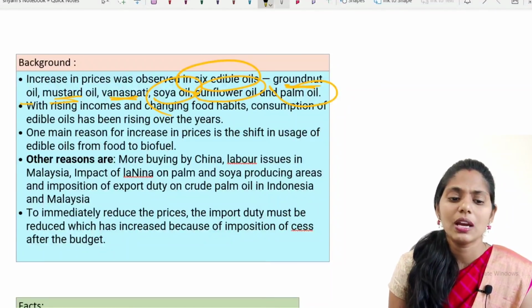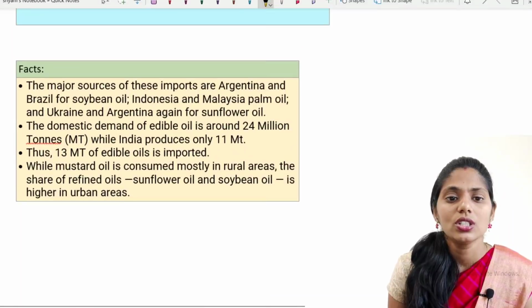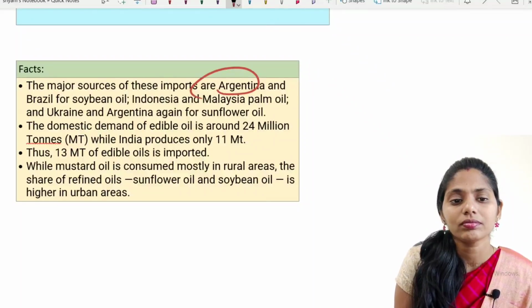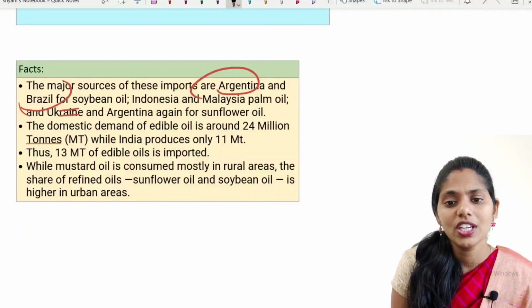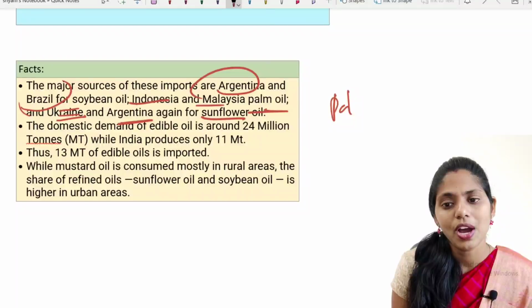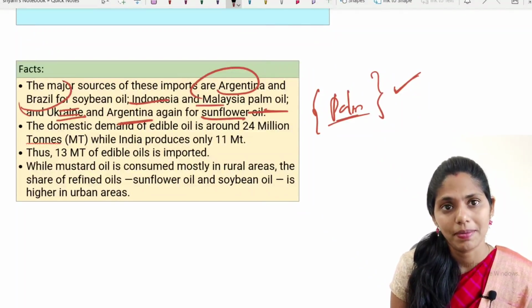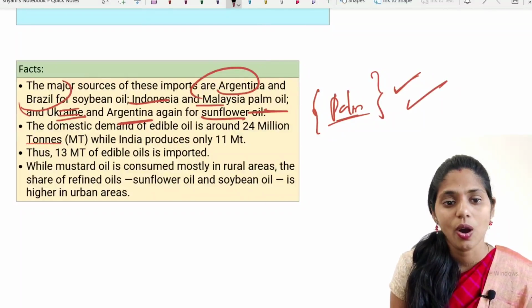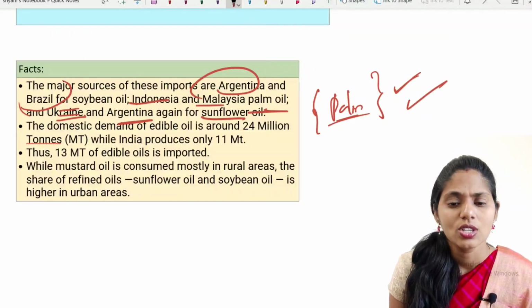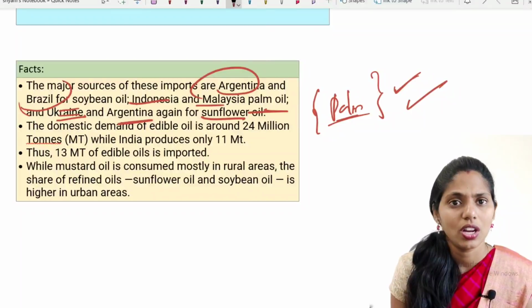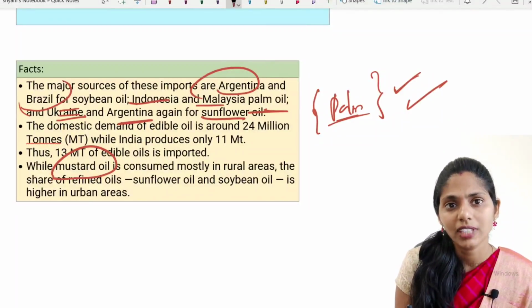Now let us see some important facts here. The major sources of these imports, like crude oil, mainly include Argentina and Brazil for soybean oil, Indonesia and Malaysia for palm oil, and Ukraine and Argentina for sunflower oil. Regarding palm oil, we have a recent current affair, the oil palm plan, so you have to revise that also in this context. Area wise, in rural areas there is high demand for mustard oil. Mustard oil is mainly used in rural areas.